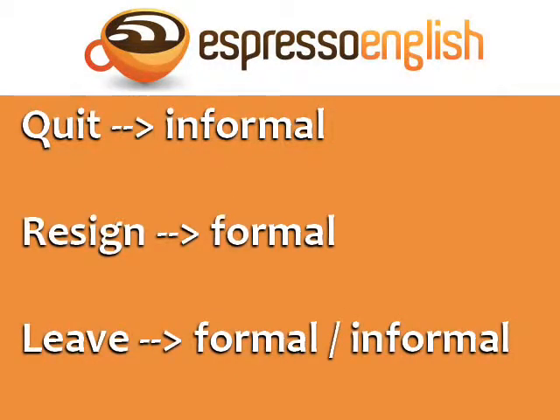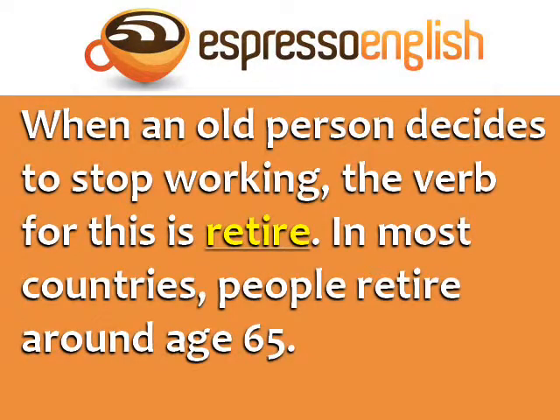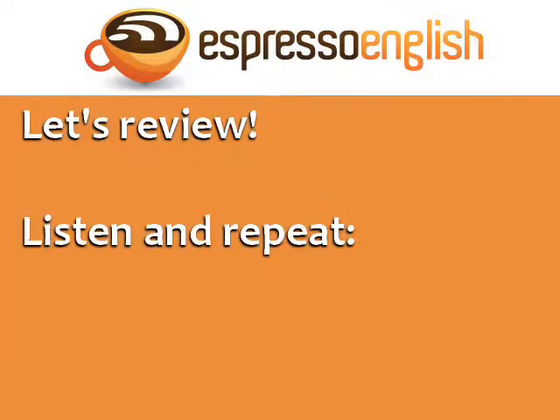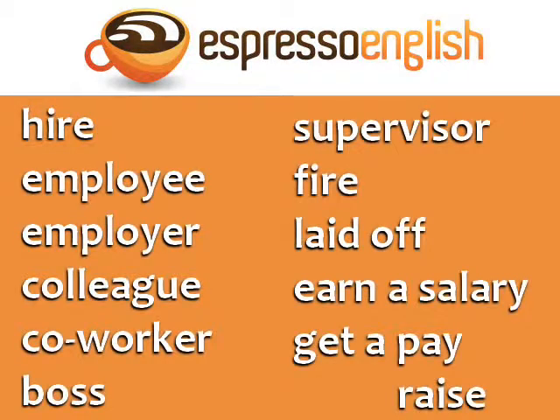Quit is informal. Resign is formal. And leave can be formal or informal. When an old person decides to stop working, the verb for this is retire. In most countries, people retire around age 65. Let's review the vocabulary you learned in this lesson. Listen and repeat to practice your pronunciation.